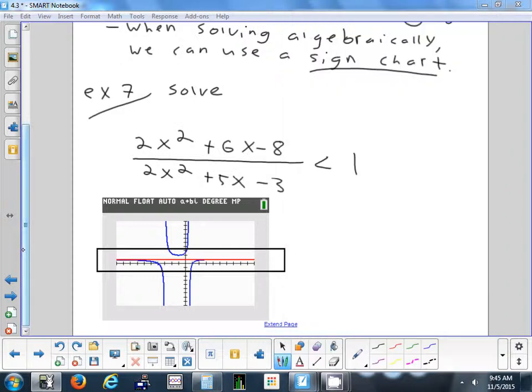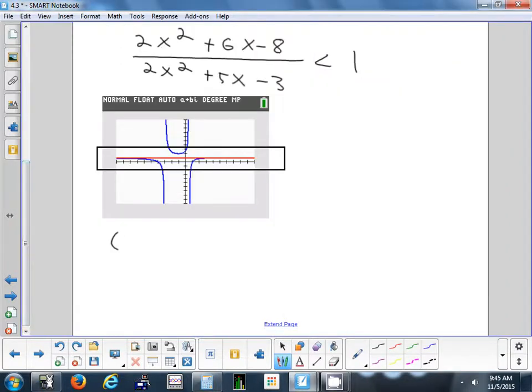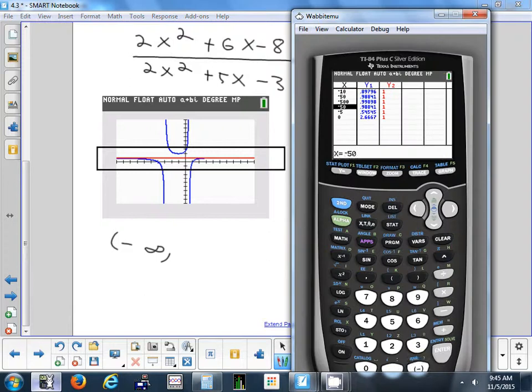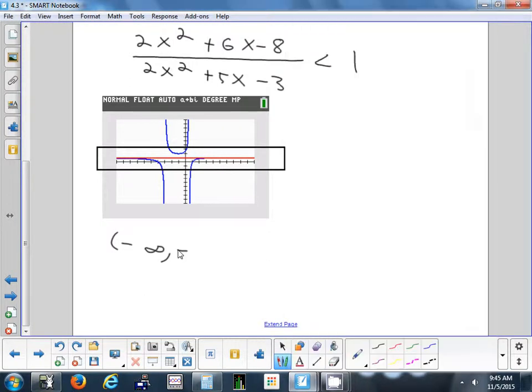So the graph in blue is going to be below from negative infinity up to, what does it look like this vertical asymptote is at? Yeah, I'd say negative 3. You can check it, see if you get an error. So up to negative 3, it's below. In this middle section, it's never below the red.